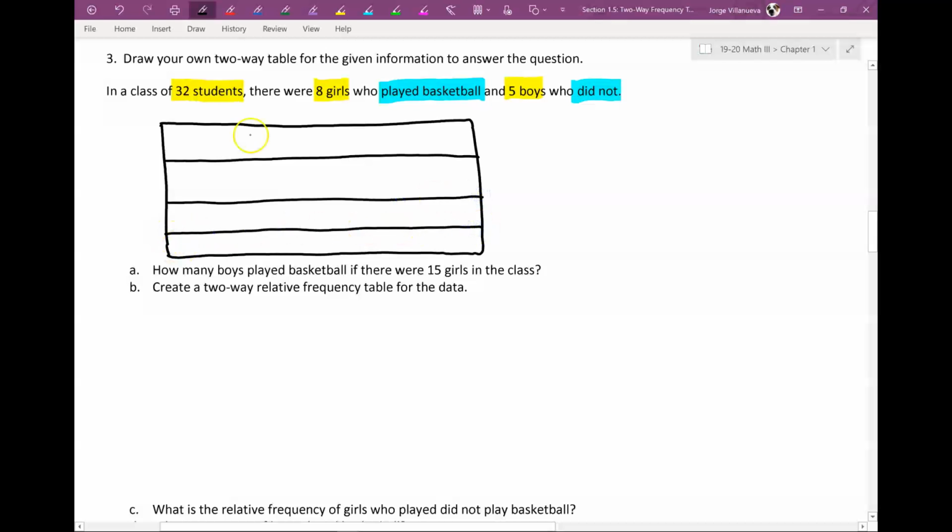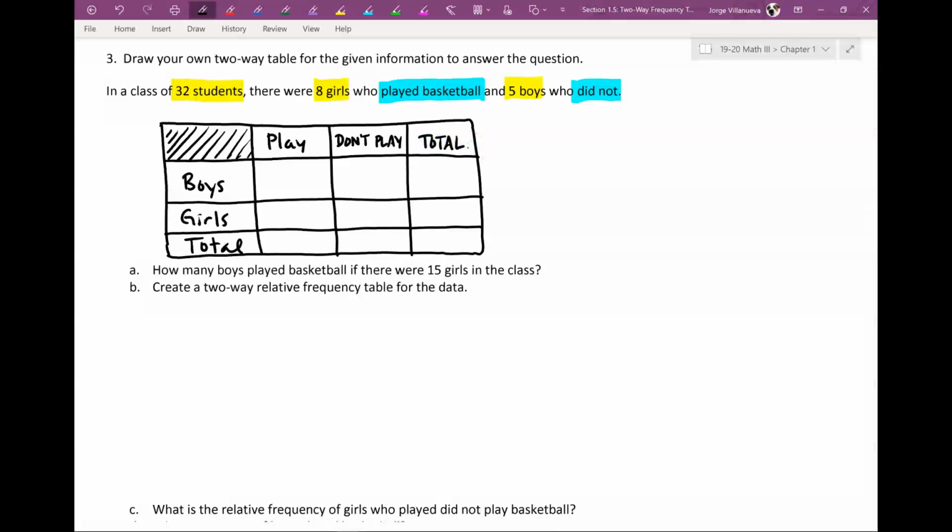So let me put another little line here. So there's going to be boys, girls, and total. Okay, this little box won't be used. And then they're going to play basketball, not play basketball, and then we're going to need a total. So we're going to put play, don't play, and a total. So there's my table. So I need to know what are the 2 things I'm comparing: boys and girls, playing basketball, don't play basketball. Okay?